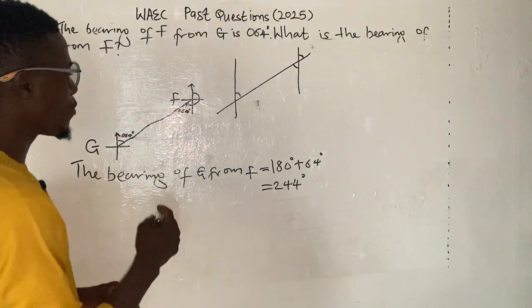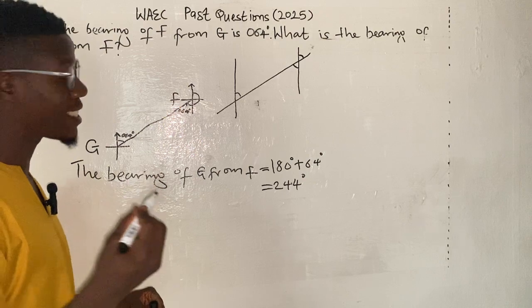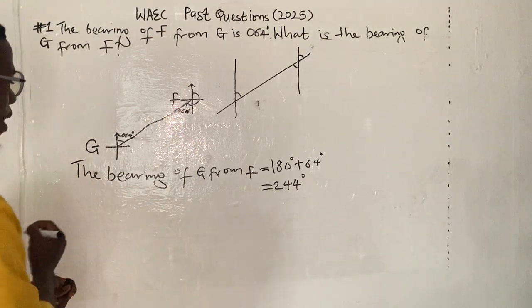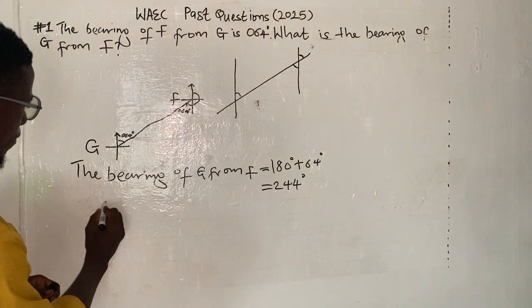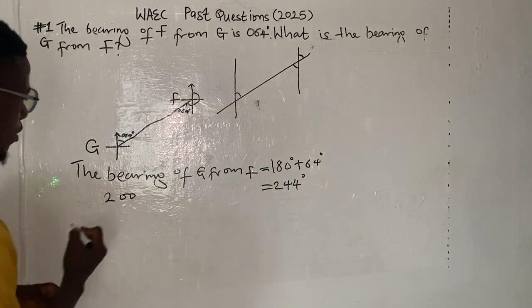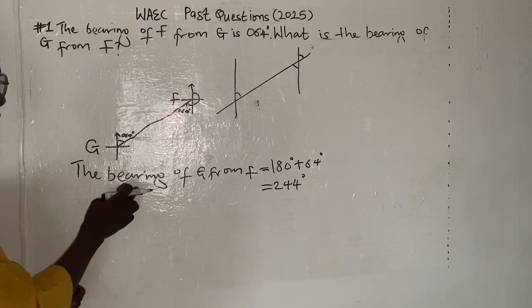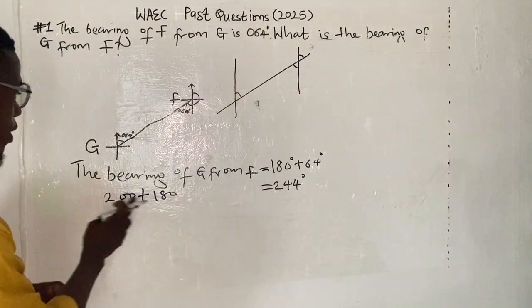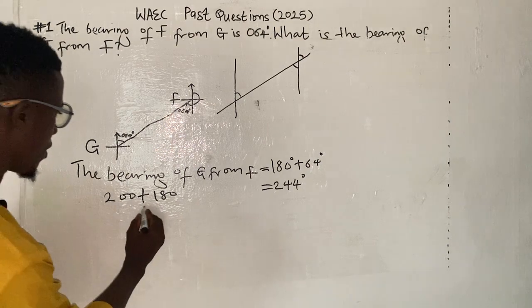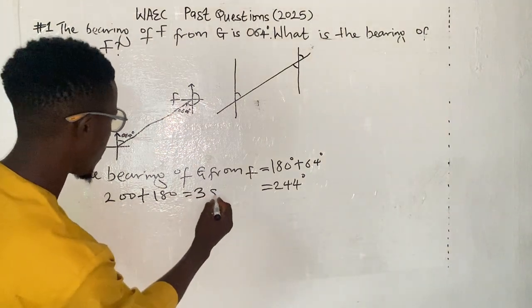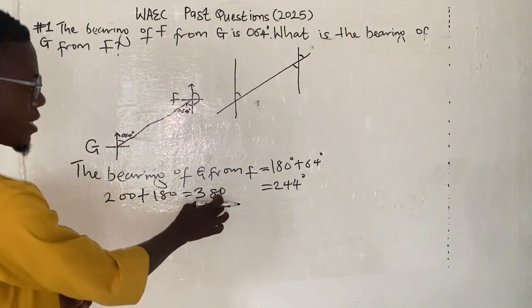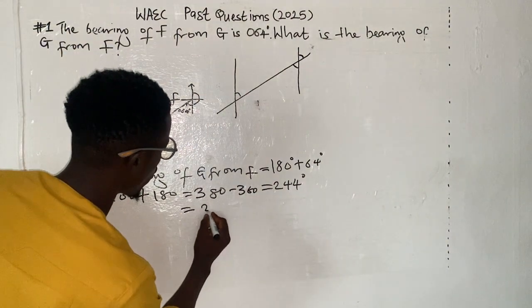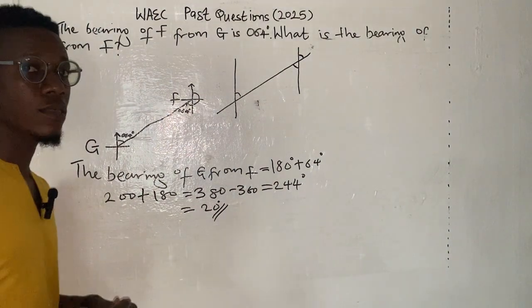But in any case where the figure you get is bigger than 360, you subtract 360 from it. So let's assume we have 200 as our initial bearing. If you are trying to reverse it, you add 180 to it. If you add 180 to 200, it's going to give you 380. And 380 is more than 360. So you just subtract 360 from it, and you're going to have 20 degrees as your answer. Simple or simple?